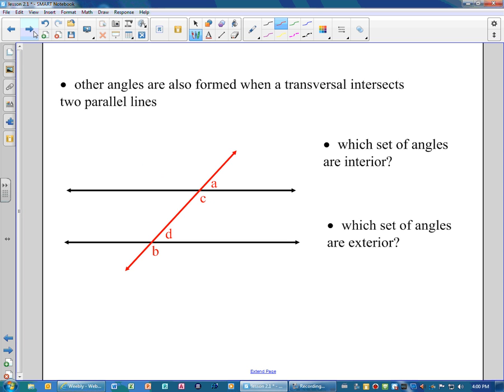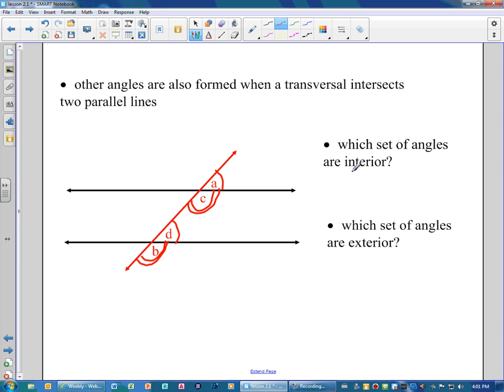Second bullet says other angles are also formed when a transversal intersects two parallel lines. Okay, so just like on the other page, we also can get A and C, D and B. Remember, A will correspond with D, C will correspond with B. If they correspond, they are exactly the same.